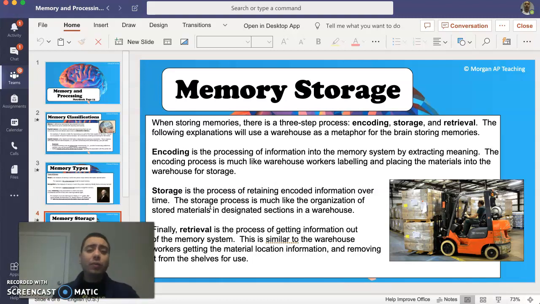So finally, retrieval is the process of getting information out of the memory system and into the working memory or short-term memory in order to use it. So if you know how to change a tire, right, you don't oftentimes think about changing a tire every single day of your life. You just access that information, you retrieve it whenever you need it. So that was encoding, storage, and retrieval. This is the memory system.